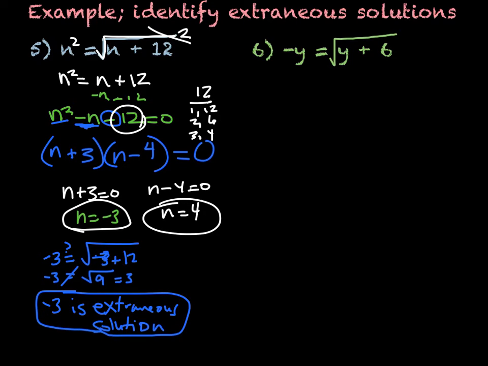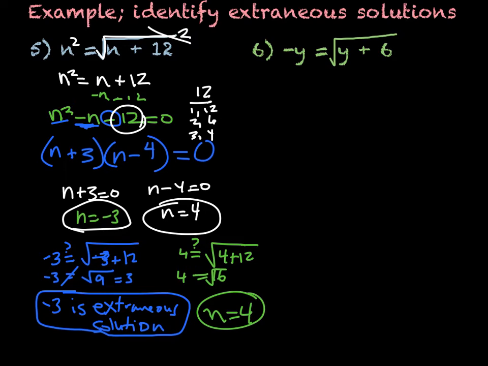Okay, so the next one, we'll make sure that 4 works. So does 4 equal the square root of 4 plus 12? 4 plus 12 is 16. And so 4 equals the square root of 16. And that would be correct. So n equals 4 is your solution.